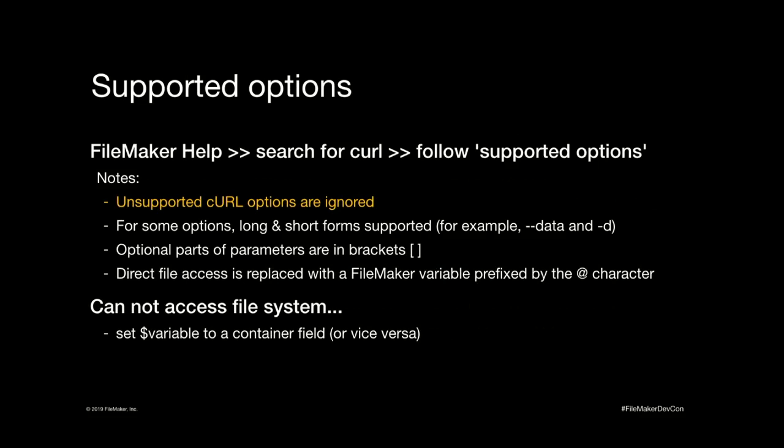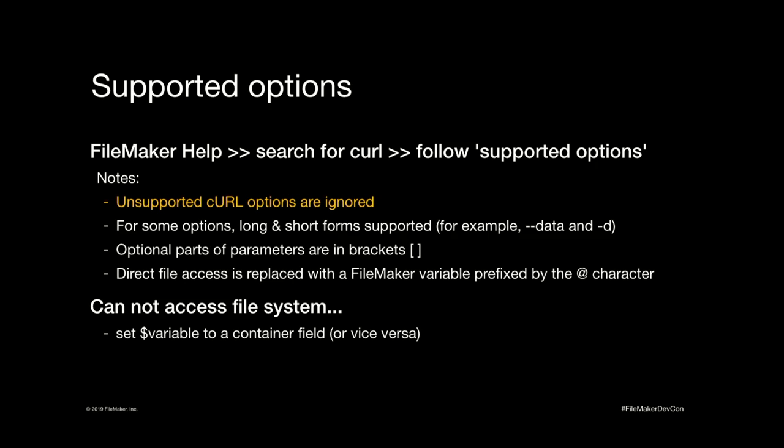If you're not terribly good at reading the help, I'd suggest at this point you do take a diversion into the FileMaker help, search for the word curl, and then follow the supported curl options. And here's a couple of extracted notes from that. Anything that FileMaker doesn't support is just ignored. So anything you copy and paste from somewhere else, if it's got something that FileMaker doesn't deal with, it won't break, it'll just ignore it completely. But that means if there's a bit of expected behavior that FileMaker doesn't support, it won't support it. And for some of the options, the long and short versions are supported. When you look at the help, anything in a square bracket is optional around that parameter.